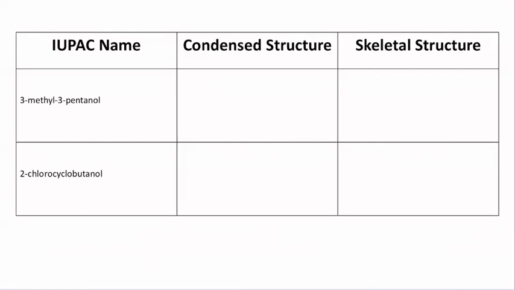Great job. You guys are getting the hang of it. 5. If this is 1, and this is 2, this is 3, this is 4, this is 5. Okay? So as you can see, the number 3 before pentanol tells me where my OH is, which is on carbon 3. Then we also have another substituent on 3, which is a methyl group.